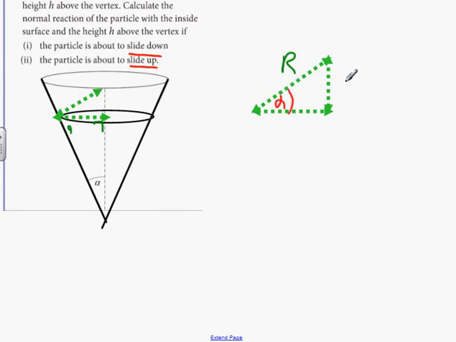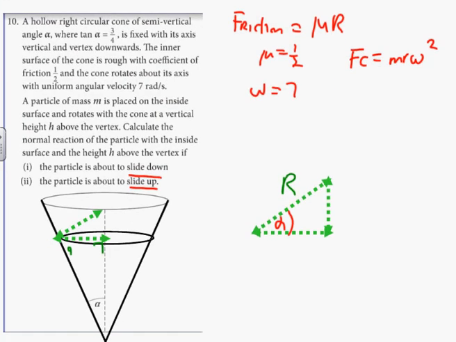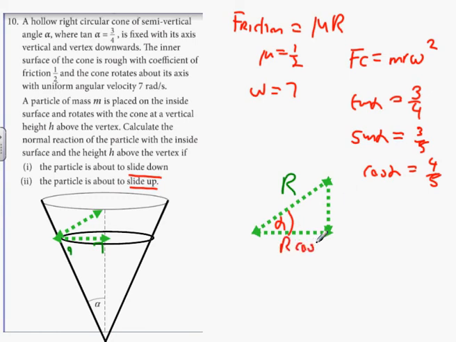Do we know what alpha is yet? We do. Tan alpha being 3/4, therefore sine alpha being 3/5 and cos alpha being 4/5. So this one is R cos alpha, and this one here is R sine alpha. We're going to convert that into 4/5 R going to the right and 3/5 R going up. Is that alright?